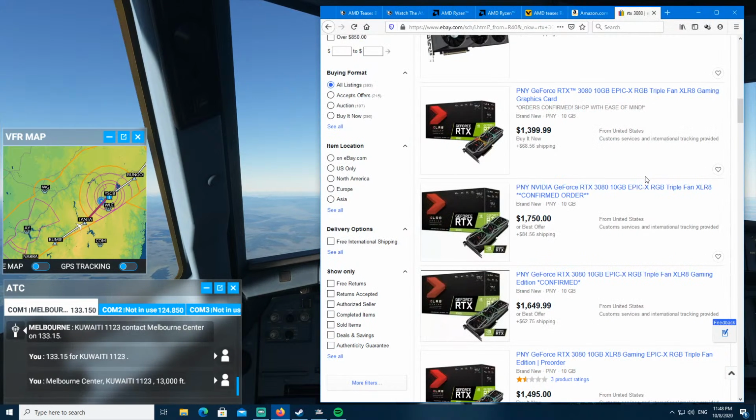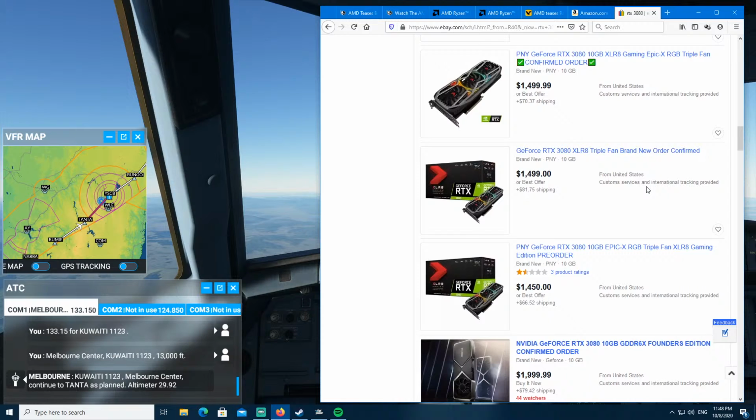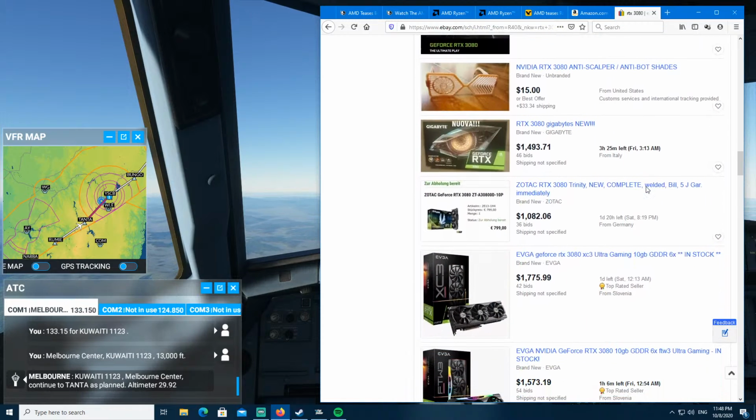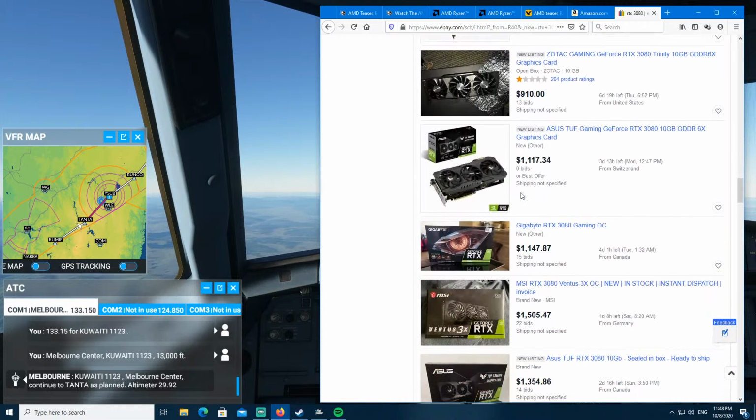Kuwaiti 112 tree, Melbourne Center. Continue to top that as planned. Altimeter 29.902.